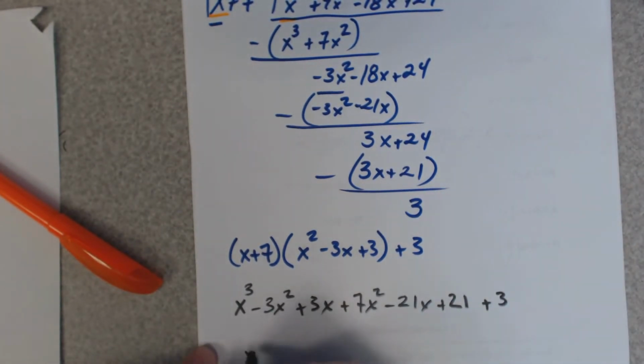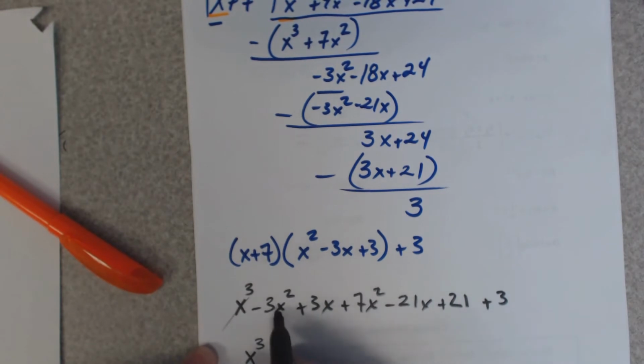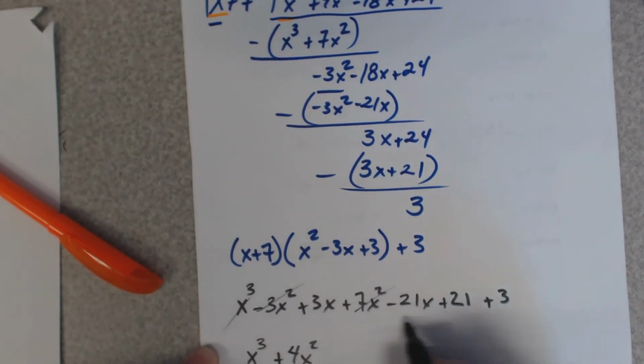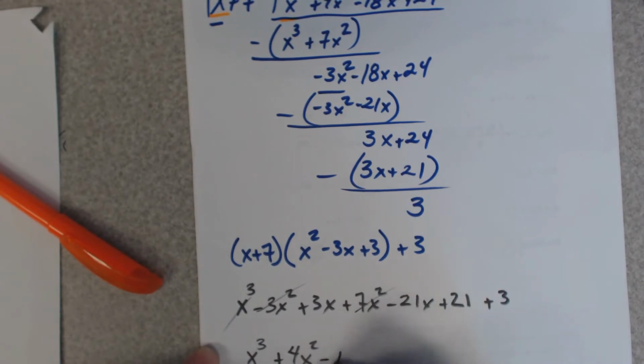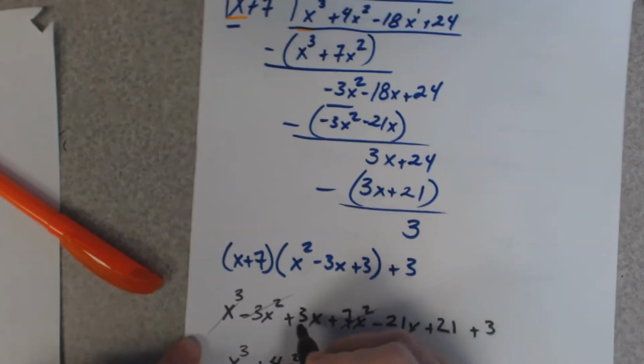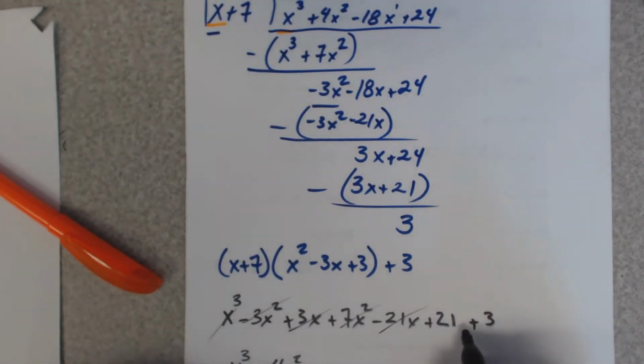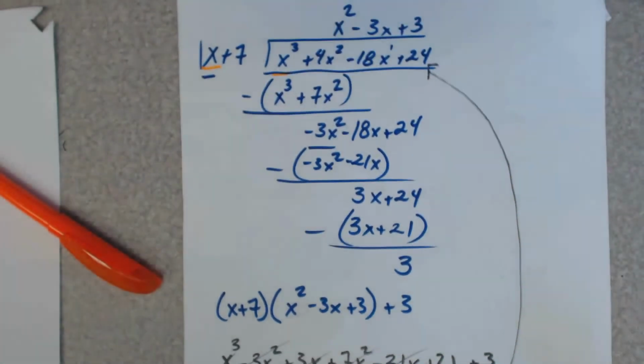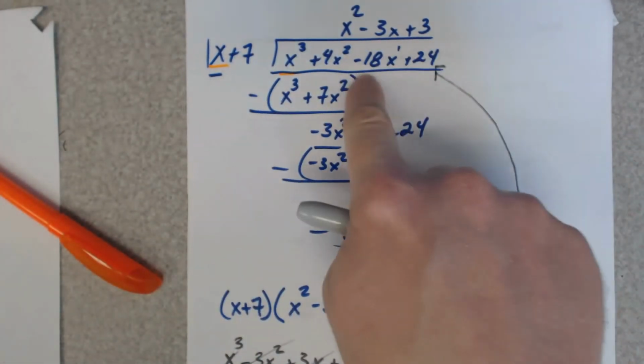So x cubed. So you got negative 3x squared plus 7x squared, being plus 4x squared. We got 3x, negative 21x would be negative 18x. And 21 plus 3 is 24. Look at that. Same exact thing as what was under the little bracket here.